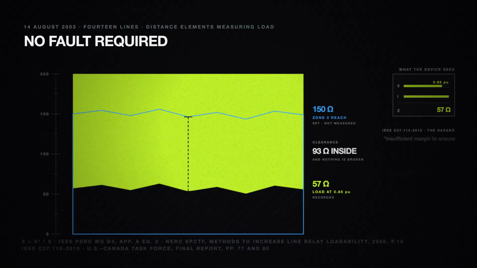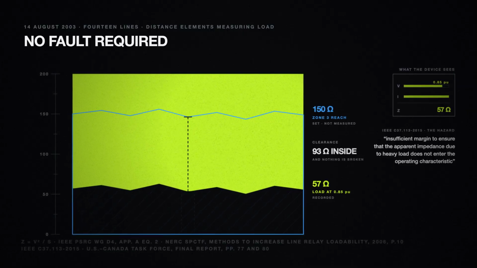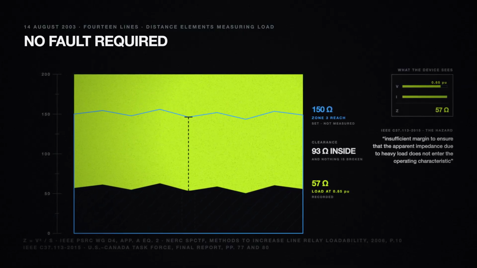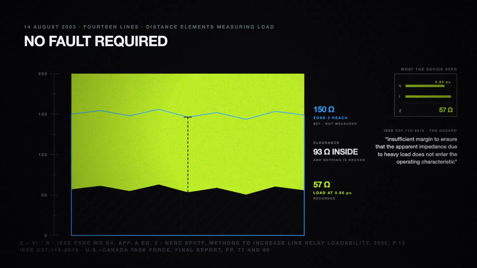An American standard for distance relay application states the hazard. There may be insufficient margin to ensure that the apparent impedance due to heavy load does not enter the operating characteristic of the distance relay. That is what 14 lines did that afternoon.